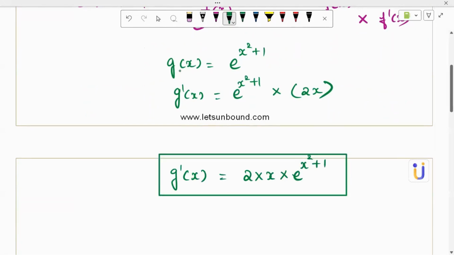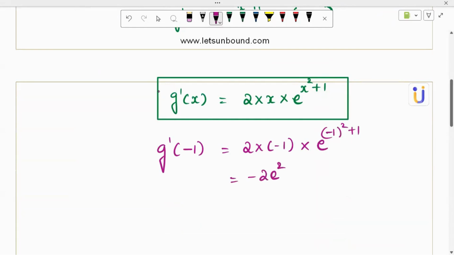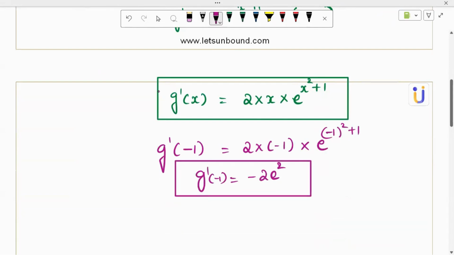And now just substitution. g dash of minus 1 is what they're asking for. So g dash of minus 1 is 2 times minus 1, everything is a product, times e power minus 1 square plus 1, which is minus 2 times e power 2. That is g dash of minus 1, and that simple 4-mark question we can easily get over here.